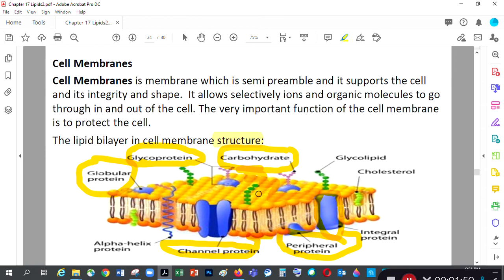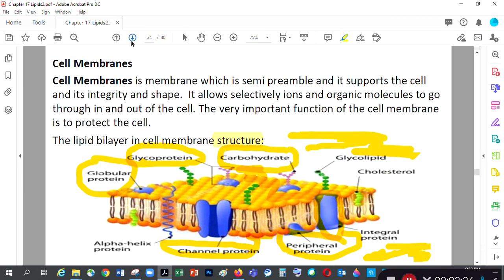Remember, the bilayer is on the outside of the cell. So I'll show you in a minute. This is just the outside of the cell, protecting the cell. And outside the cell is an aqueous solution. What's protecting the cell is this one here, and this one in the bottom is inside the cell itself.